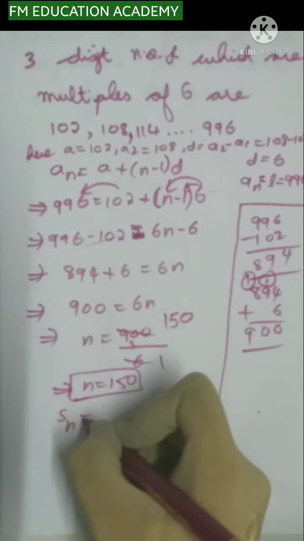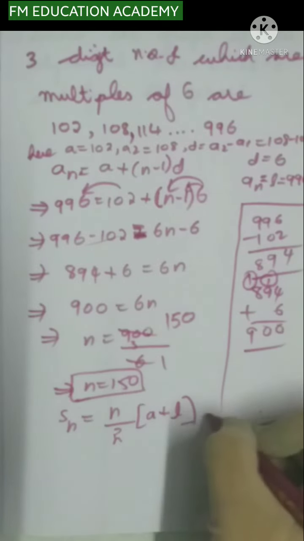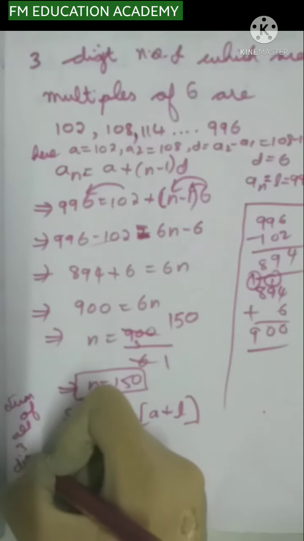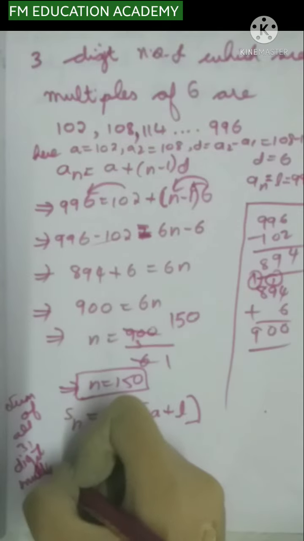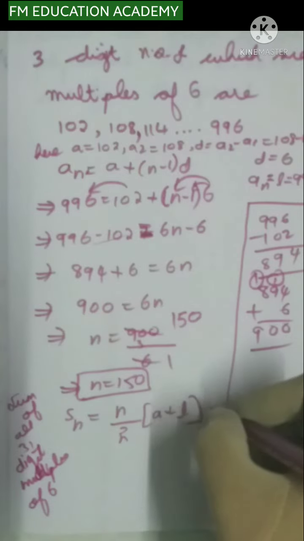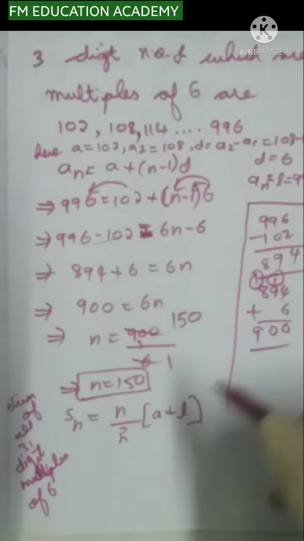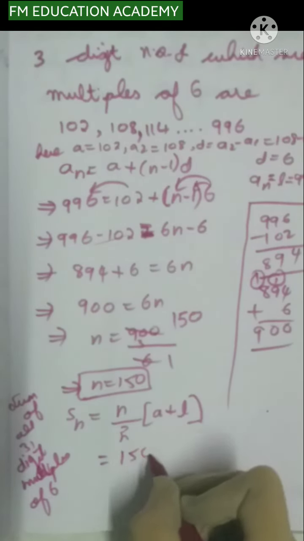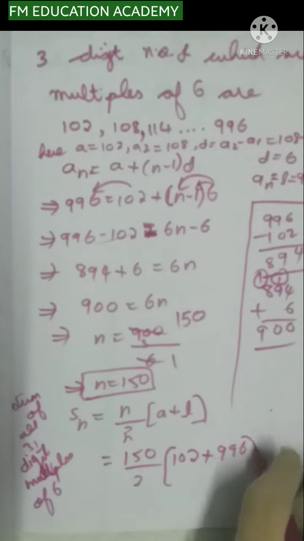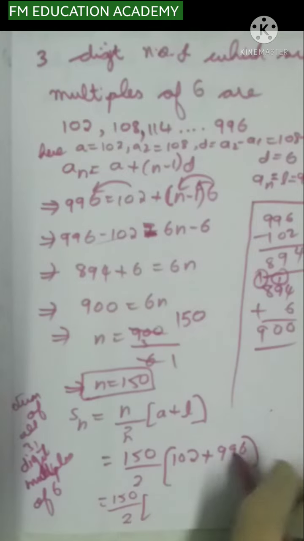Now we can use the formula of Sn is equal to n by 2 into (a plus l) to find the sum of all 3-digit multiples of 6. Sn is equal to n by 2 into (a plus l). When is this formula used? When we know the value of n, the value of a, and the value of l. Okay, n we got is 150, so 150 by 2 into a, which is 102, plus l, which is 996.